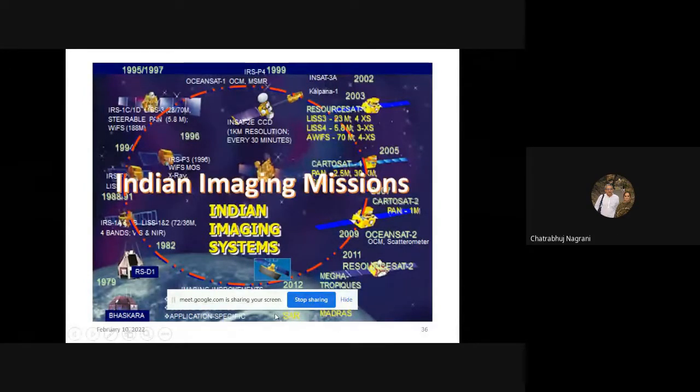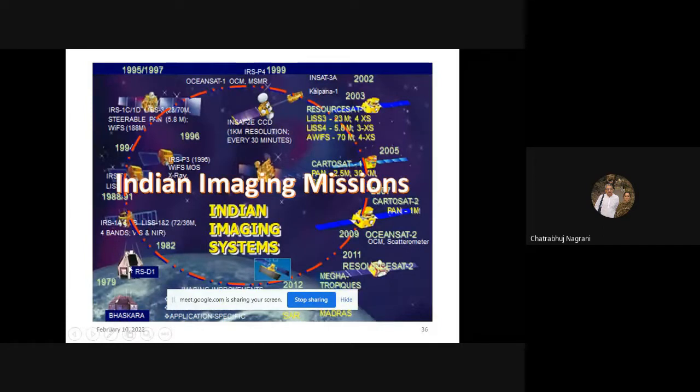Okay. So now we will see the imaging missions. We started in about the 75, 76 time frame. In 79, we launched Bhaskara. That was an experimental satellite at about 500 kilometers, with an orbit inclination of about 50 degrees. It had a snapshot type of camera, like our standard mobile camera. It was taking pictures with a resolution of 1 kilometer. So we started at that time.